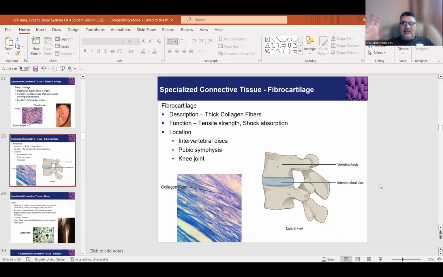Intervertebral disc. Did you guys hear about this person having slipped disc or herniated disc, and he can't move his back? They are talking about this. This is moving out of place. If this cartilage moves out of place, this is what they call herniated disc. So we're talking about this type of cartilage, fibrocartilage.